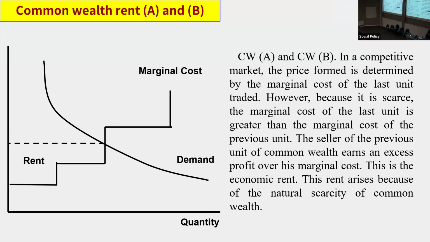When A and B, so relatively scarce Commonwealth, in a competitive market, the price formed is determined by the marginal cost of the last unit traded. However, because it is scarce, the marginal cost of the last unit is greater than the previous unit. The seller of the previous unit of Commonwealth earns an excess profit over his marginal cost. This is the economic rent. This rent arises because of the natural scarcity of Commonwealth.